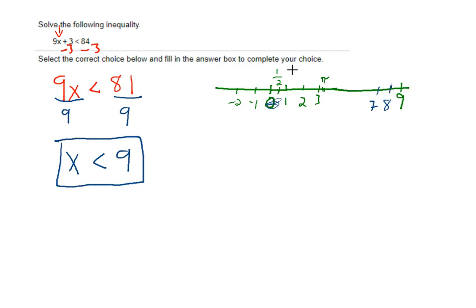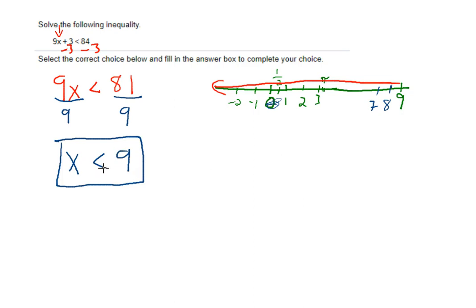And so every number to the left of 9 would make this inequality true, so we want to shade in all of those numbers. So we're going to shade in all the numbers to the left of 9. All right, so here's 9. We're going to shade in to the left. So all of these numbers here. So everything that I've covered in red would be a solution to this inequality.